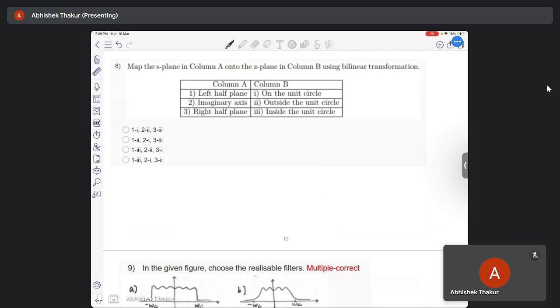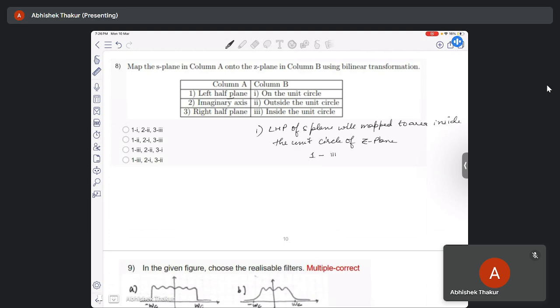Now coming to question number 8. Map the S plane in column A onto the Z plane in column B using bilinear transformation. The left hand plane of the S plane is mapped to the area inside the unit circle of the Z plane. So the left half plane will be mapped to the inside of the unit circle. So for 1 it is 3.